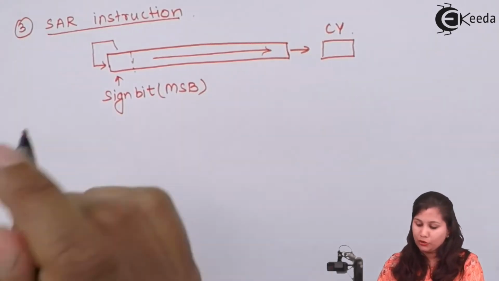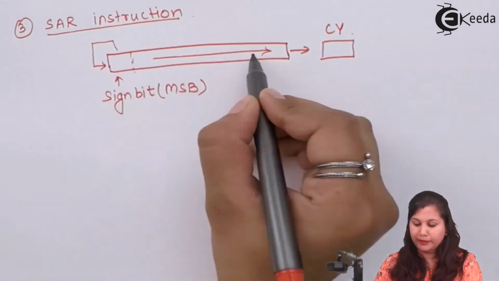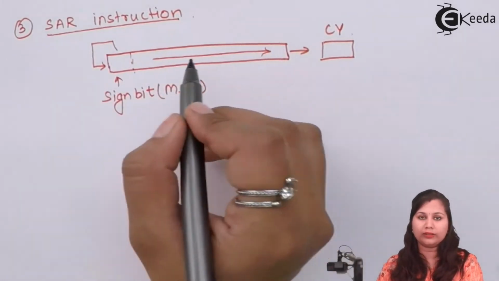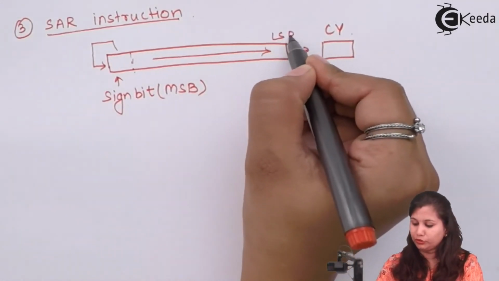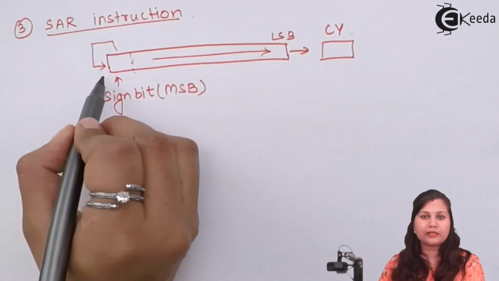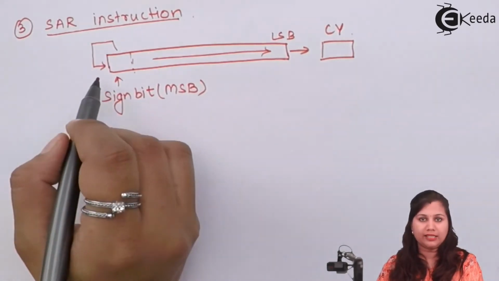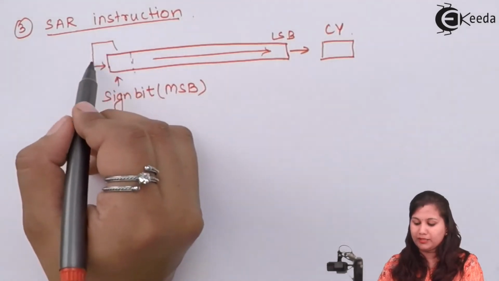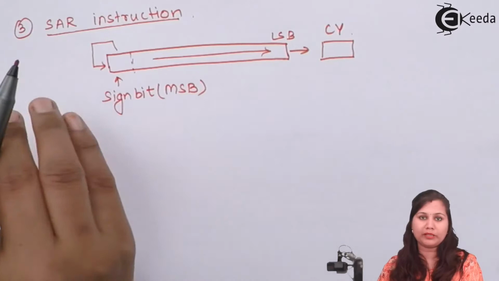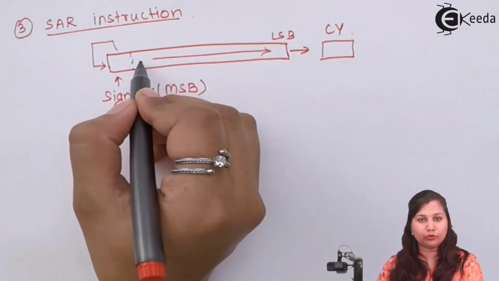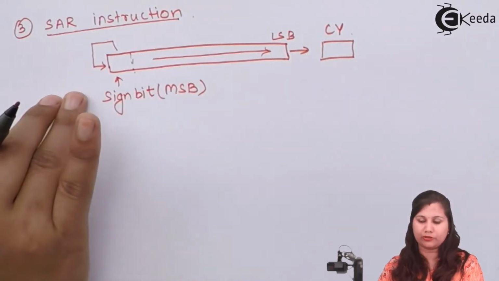So the identity of the number, whether it is positive or negative, has to be stored. What the SAR instruction does is shift each bit of the target register or memory location to the right. The LSB is shifted to the carry flag, but the MSB is not made 0. Whether the MSB is 0 or 1, it will be stored again in the MSB position. It is also shifted to the next bit position, but it is also stored at the MSB position.